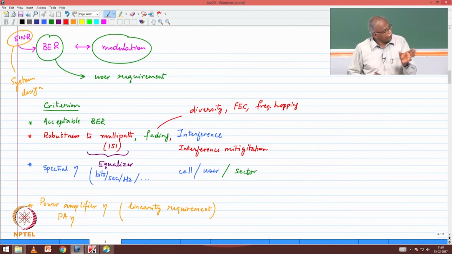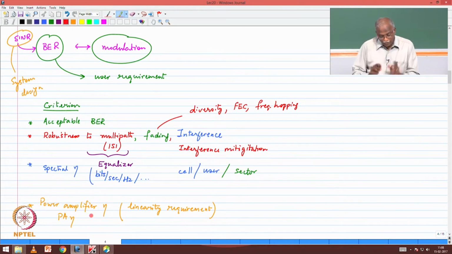At the end of the day, how will we measure the goodness or the suitability of a modulation scheme? It will be through the estimation of the spectral efficiency, which would be given by bits per second per hertz. So that would be our goal.